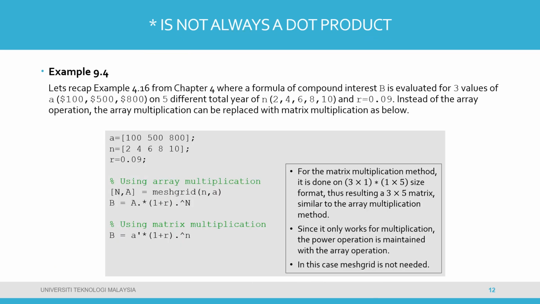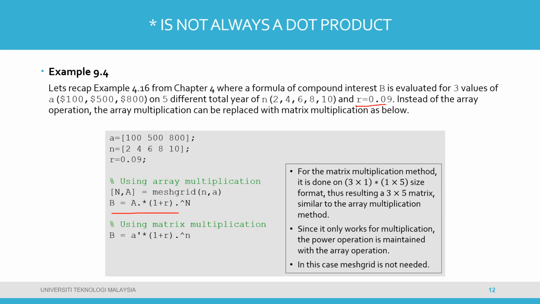Okay, dot product also can be used to simplify the code. Recall back example 4.1c, chapter 4. This one is the compound interest. So remember B is equal to A multiplied by (1 plus r), where r is the interest, to the power of n. This one is basically the number of years.